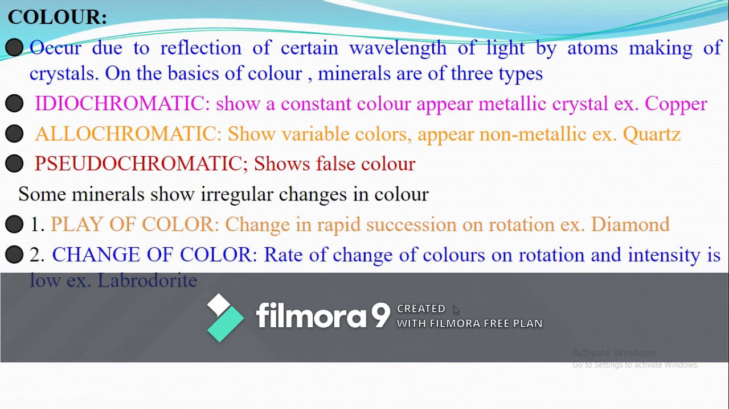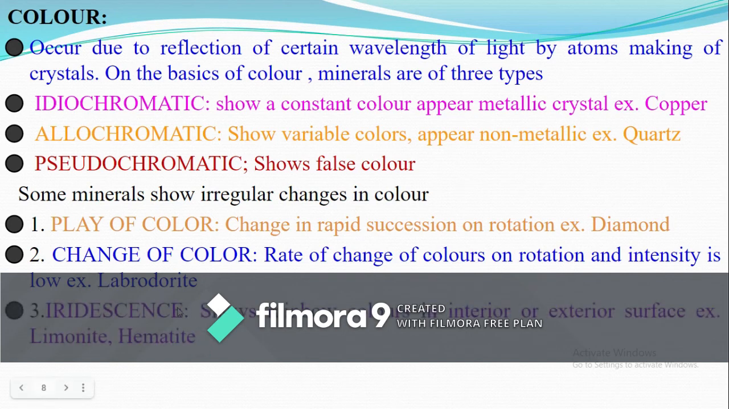Then the change of color, the rate of change of color on rotation, and the intensity is low. The Labrador shows different types of changing color. And there are rainbow colors on the interior or exterior surface. So limonite, hematite, they show the whole gamut of color like the rainbow. Okay, iridescence. So these are some of the terms in color. I don't think you should remember all these names, but you should just have the idea.